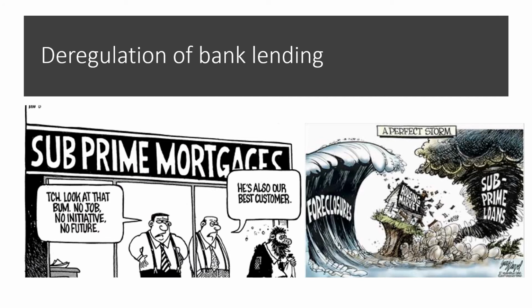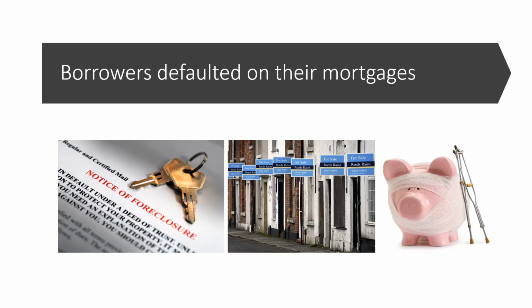Keynesians argue it was all the government's fault. Governments deregulated the banking industry, and that allowed banks to make loans to so-called subprime borrowers, people with poor credit ratings, and that ended in disaster when those subprime borrowers defaulted. They couldn't pay back what they borrowed. A borrower defaults when they're unable to pay the interest or the principal on what they've borrowed.